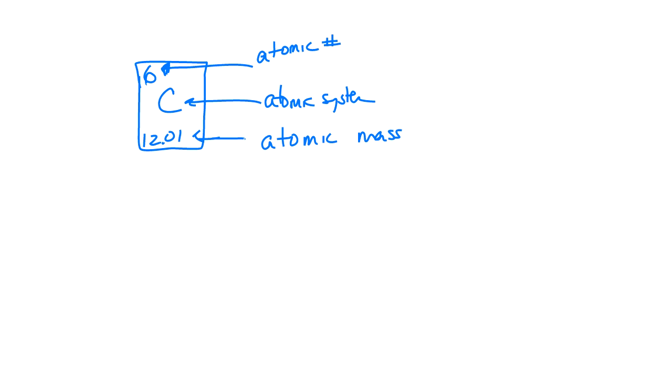Now, if we think about an atom, for example an atom of carbon, there are 3 different subatomic particles found in every atom: protons, neutrons, and electrons. Protons have a positive charge. Electrons have a negative charge. And neutrons are neutral. They have no charge.